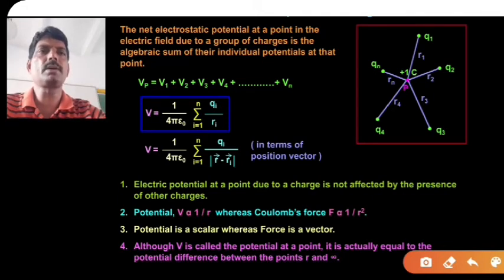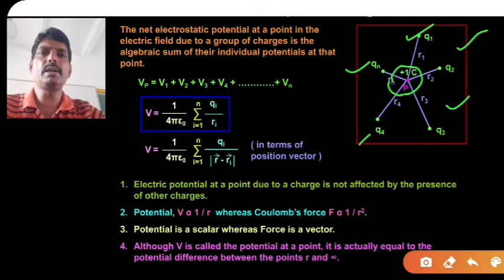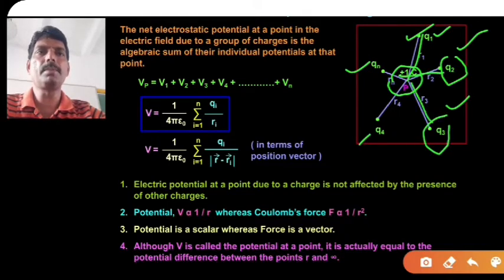for example here Q1, Q2, Q3, Q4 up to Qn, and you want to find the electrostatic potential at a point. Suppose this is the point P at which you have to find the electric potential, where you have placed a charge of 1 coulomb. So you have to calculate the electric potential due to these n charges, that is Q1, Q2 up to Qn. That means the electric potential due to Q1 at point P, due to Q2 at point P, due to Q3 at point P, and so on.